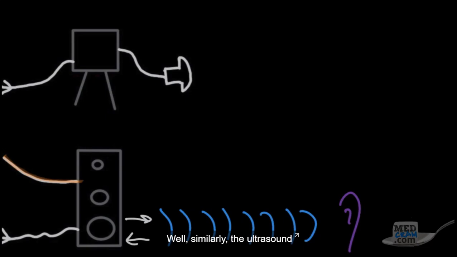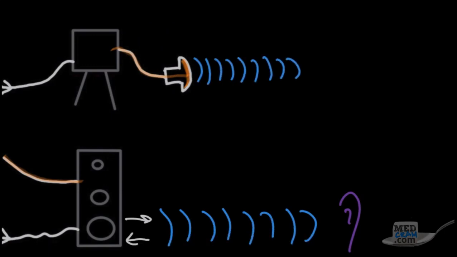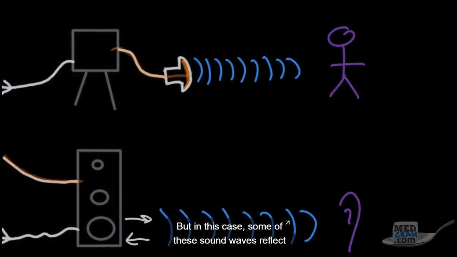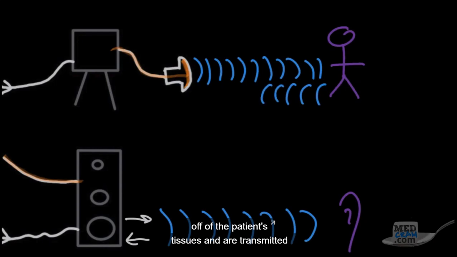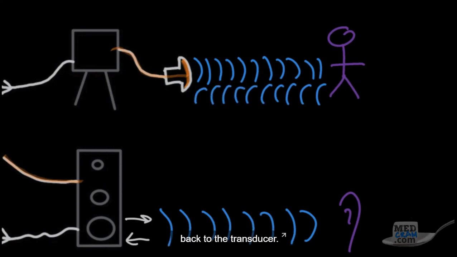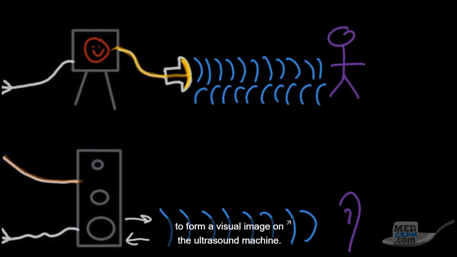Well, similarly, the ultrasound machine uses electrical energy. The electrical waves generated by the ultrasound machine travel down the transducer cable into the transducer, and the transducer produces sound waves. But in this case, some of these sound waves reflect off of the patient's tissues and are transmitted back to the transducer. The transducer then, at this point, converts the sound waves that it's receiving back into electrical energy, which is then processed to form a visual image on the ultrasound machine.